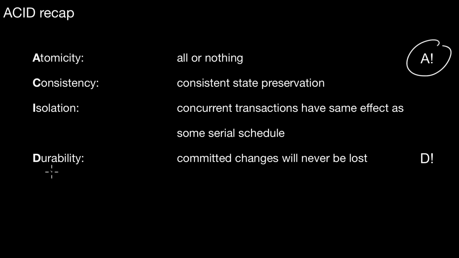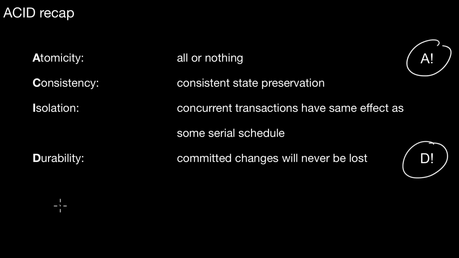Then durability, which means committed changes will never be lost. Once the database told the application, yeah, it's committed, the database must make sure that the changes will never get lost. And this is, of course, a problem for durability. If the database said, yeah, it's all fine, I committed that, and then there's a power failure, well, there might be a problem. There might not be such thing as durability, actually, even though the database told the application that it is durable.